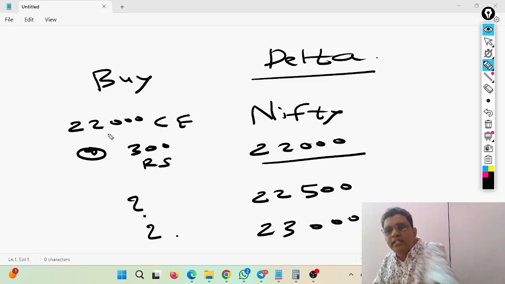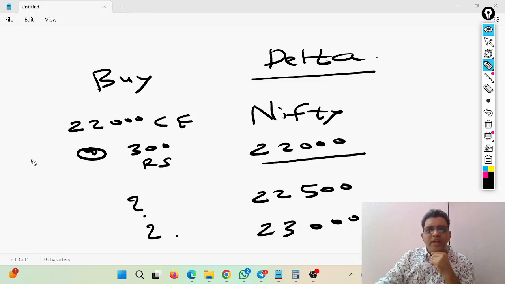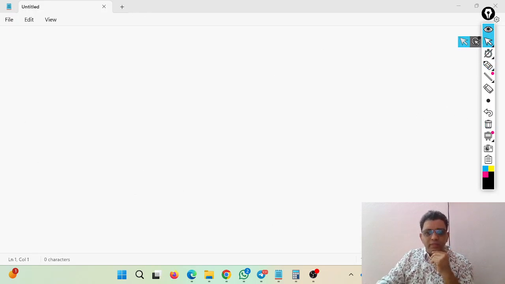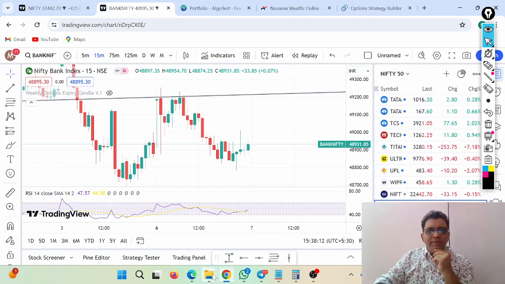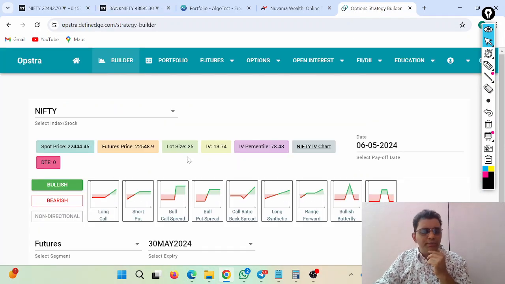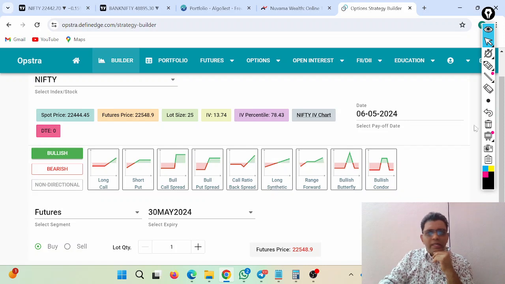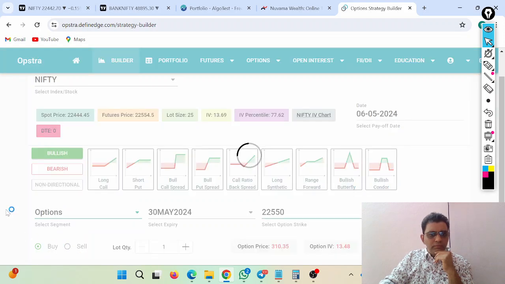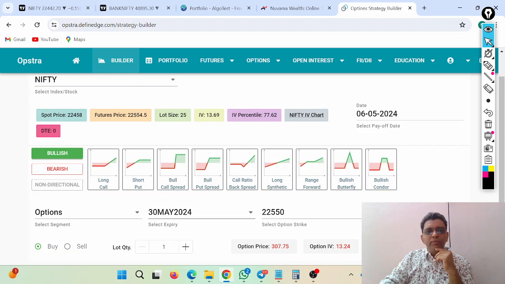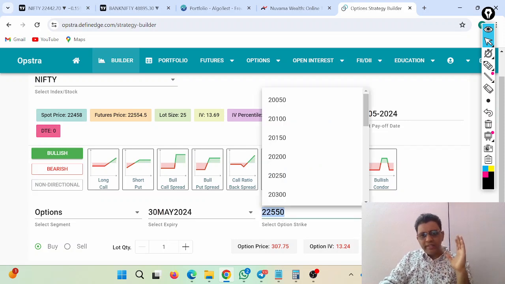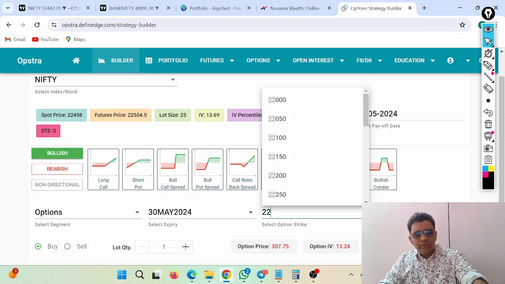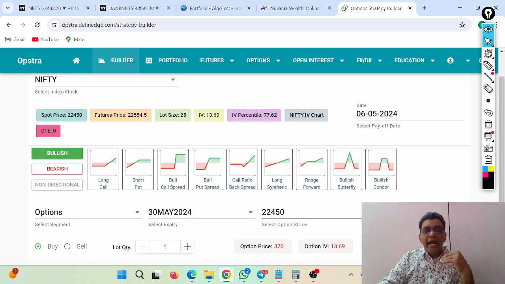So let's see this practically on a software. It is quite easy, delta. So for example, I will go here to this particular software, and currently the Nifty spot price is 22,444. So we can consider that as 22,450. I select the option and I select 30th of May expiry. So let's assume that I am buying 22,450. That is an at the money call option.